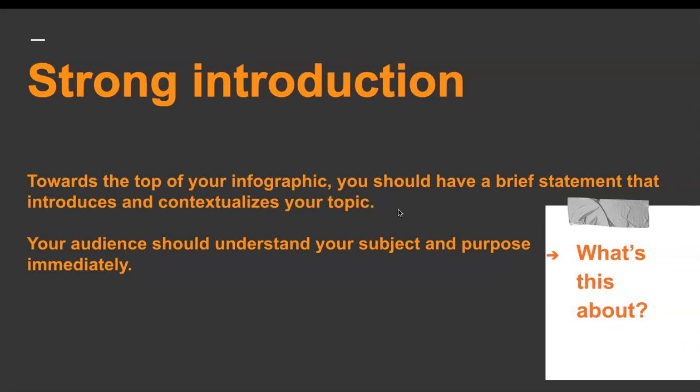Once you do create that infographic, the infographic itself should have a strong introduction that helps clarify that purpose that you identified. You should have a brief statement that introduces and contextualizes your topic. Your audience should know what it's about right away.